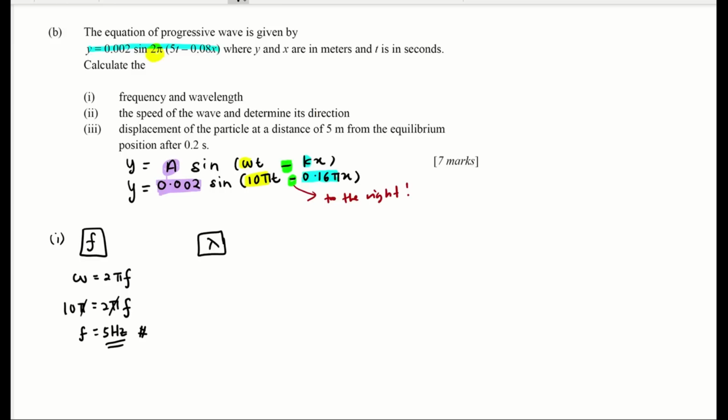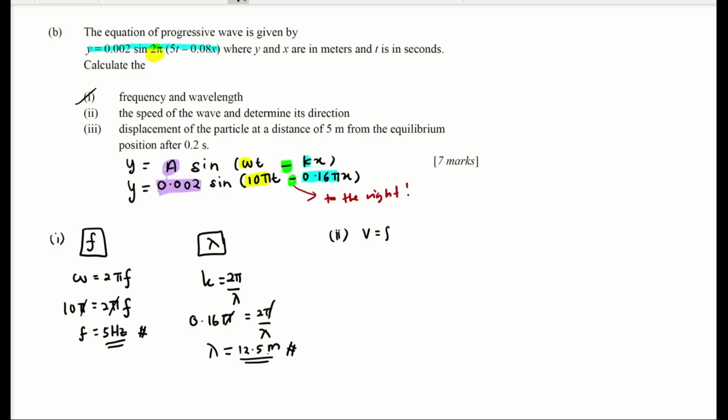So now we want to find the wavelength, where we can get the value of the wavelength from the equation k is equal to 2 pi over lambda. So we will use the information k, which is equal to 0.16 pi. So if we substitute here, 2 pi over lambda, and finally lambda is equal to 12.5 meter. Okay, so very easy.